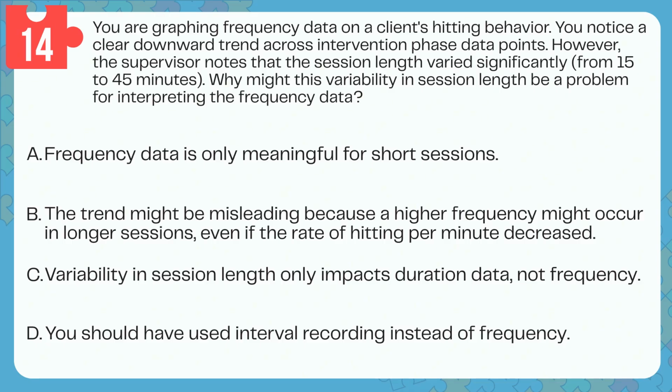A. Frequency data is only meaningful for short sessions. B. The trend might be misleading because a higher frequency might occur in longer sessions, even if the rate of hitting per minute decreased. C. Variability in session length only impacts duration data, not frequency. D. You should have used interval recording instead of frequency.